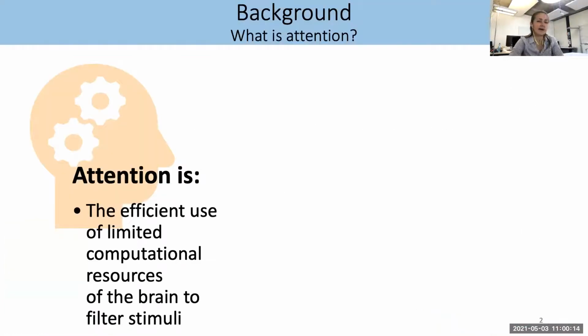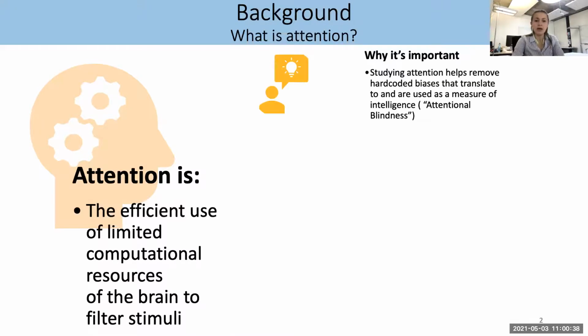I know a lot of you are not in the neuroscience field, so I will give a definition of attention that is more relevant to the paper. Attention is the efficient use of limited computational resources in the brain to filter the vast majority of the stimuli that we receive on a daily basis. It's important to study attention because it's important to remove these hard-coded biases that are translated to and used as a measure of intelligence. This phenomenon is known as attentional blindness.